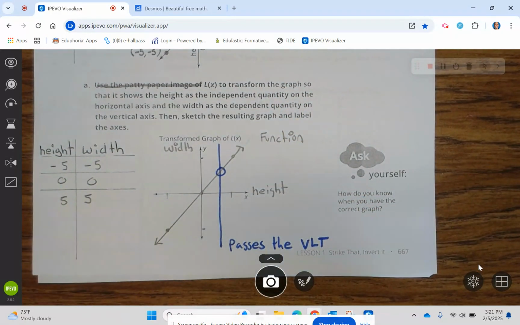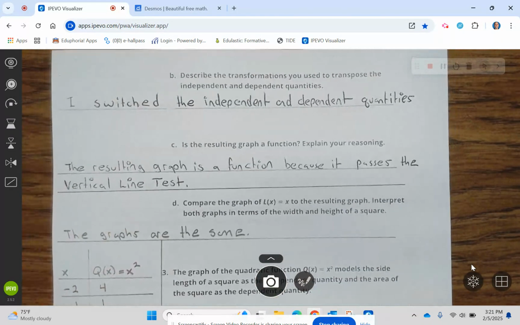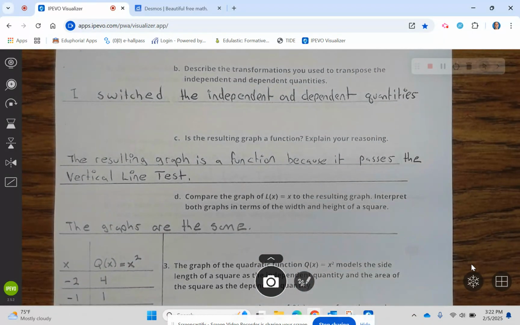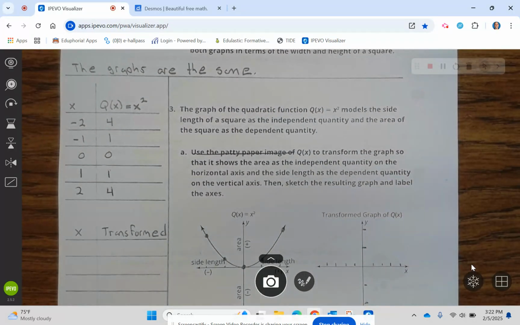Okay, let's take a look at the next page. D, compare the graph of L of x equals x to the resulting graph. Interpret both graphs in terms of width and height of a square. The graphs are the same.